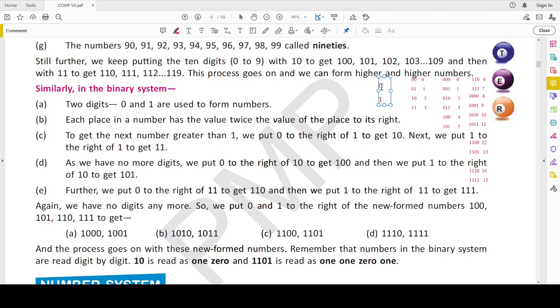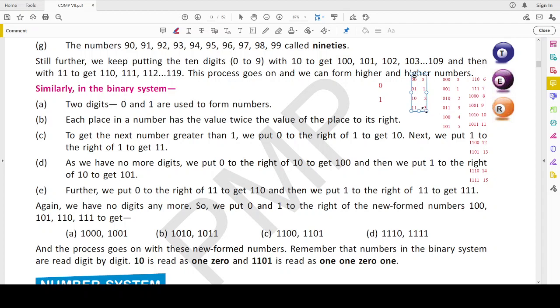Now 00 means decimal 0. 01 means decimal 1. 10 means decimal 2. 11 means decimal 3. So how are we getting this?